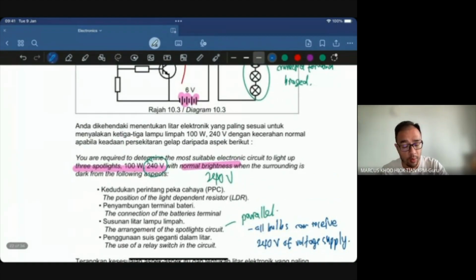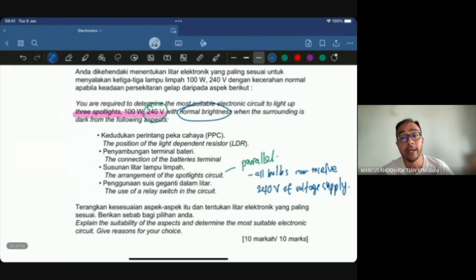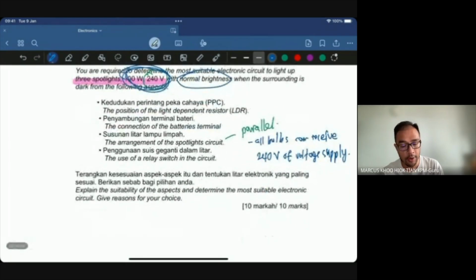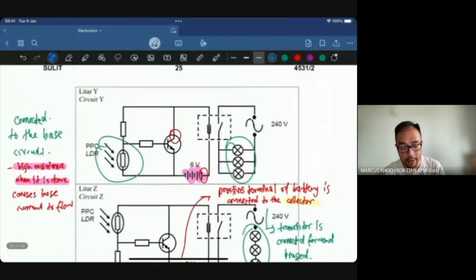Actually, if they didn't write this normal brightness in the question, you can actually put the answer as normal brightness: all the bulbs will shine with normal brightness. But the problem is it's already in the question. So you have to change the answer to they will be able to receive a voltage supply of 240 volts so that they can shine with normal brightness. Which is why the specification is given over here. Very important.